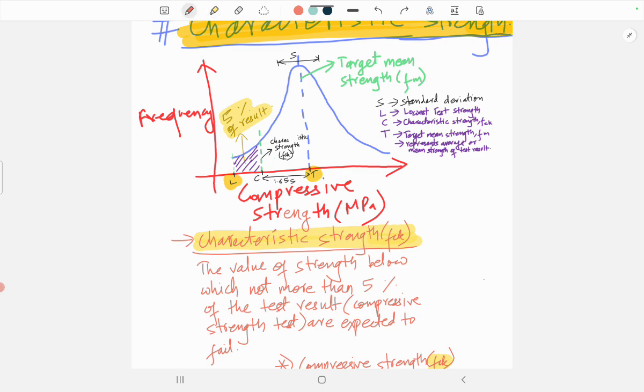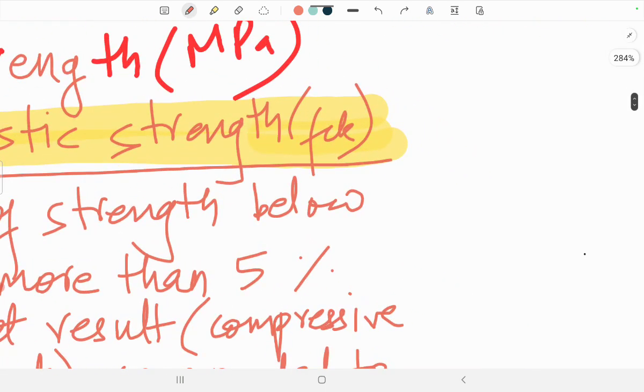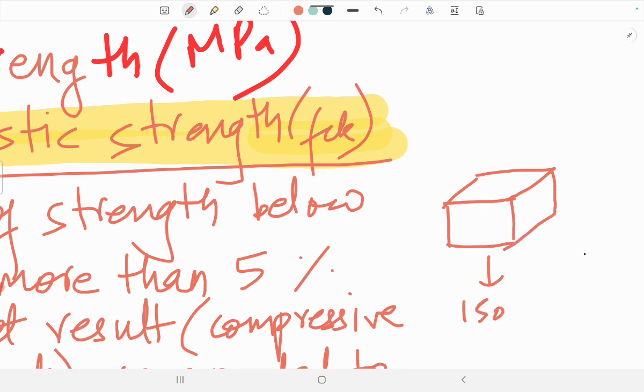So it means that when you cast concrete cubes, suppose this is a concrete cube of 150 by 150 by 150, or it may be a cylinder also. You can use the cylinder test also to determine the strength of the concrete. However, we are mostly doing this for cubes.